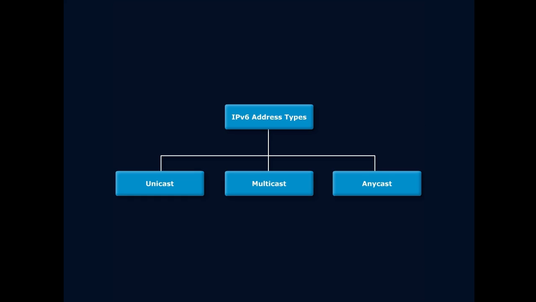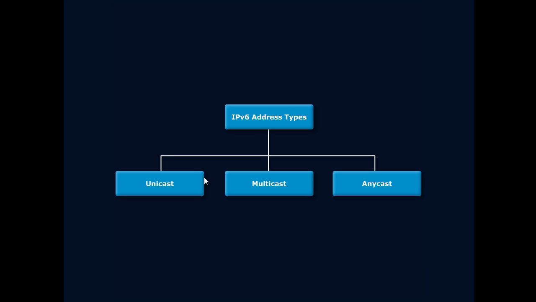I'll give you a hint. Starts with a B. Ends with a T. B-R-O-A-D-C-A-S-T. Our broadcast, right? Our broadcast is missing. We don't have any broadcast traffic anymore. Instead, we have unicast, multicast, and anycast. That's it for IPv6. We are not going to broadcast at the layer 3 level.